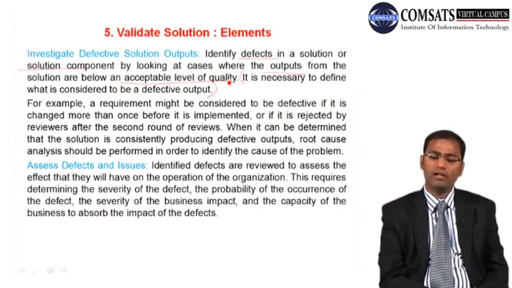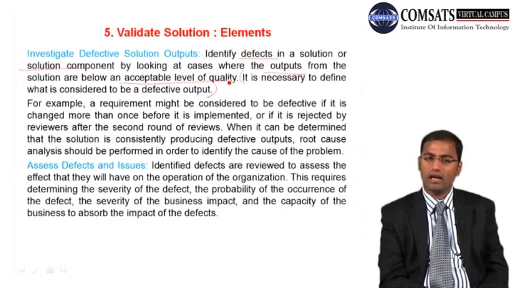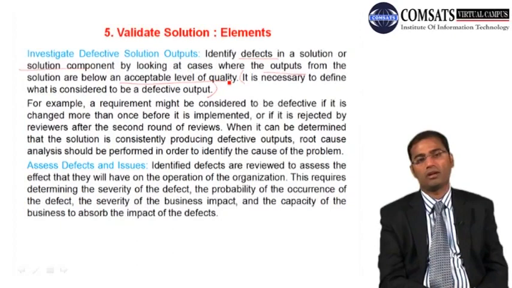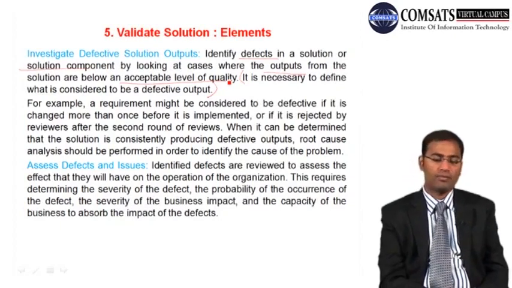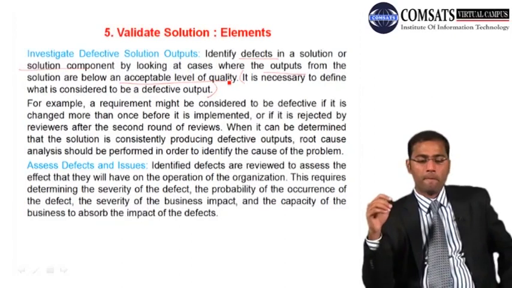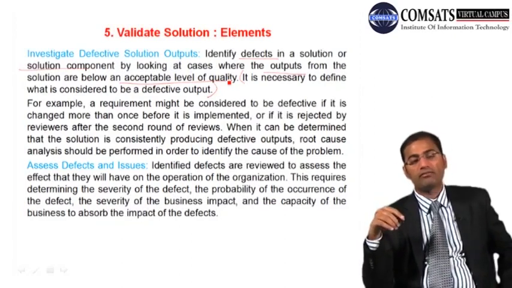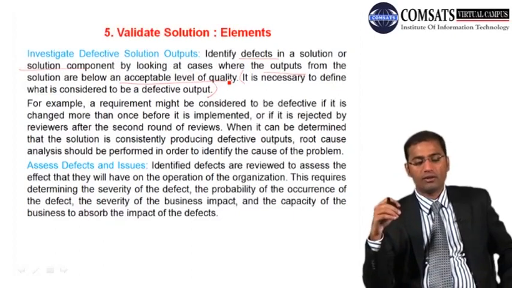So we need to define कि डिफेक्टिव आउटपुट क्या है, और फिर हम उस हिसाब से अपने आउटपुट्स को देखेंगे कि वो कैसे बिहेव कर रहे हैं. So there is an example. A requirement might be considered to be defective if it is changed more than once before it is implemented, or if it is rejected by the reviewers after the second round of reviews.